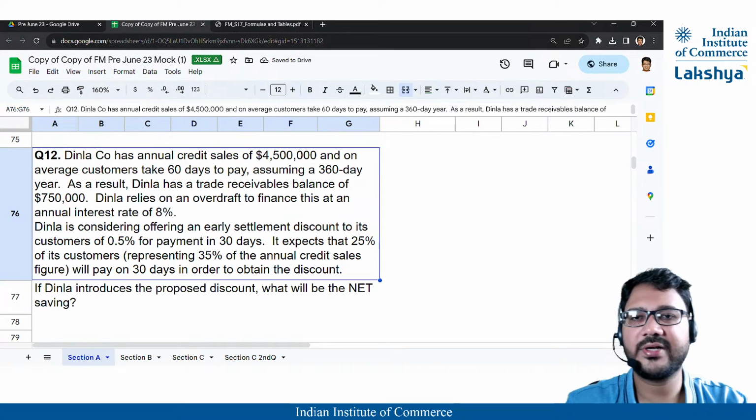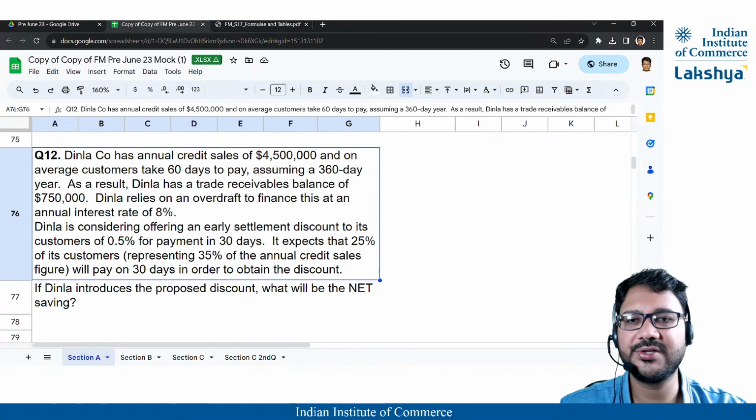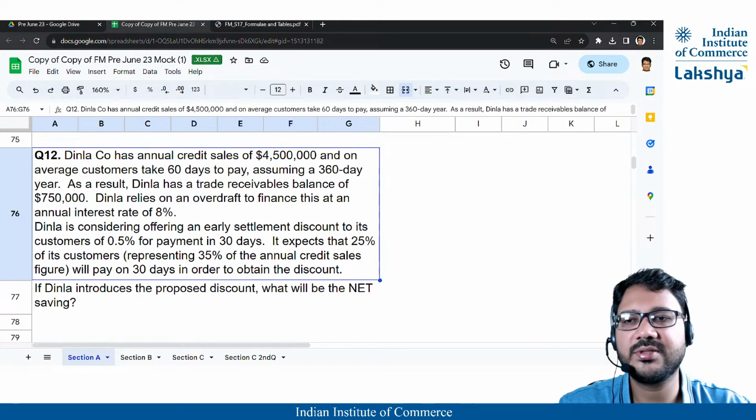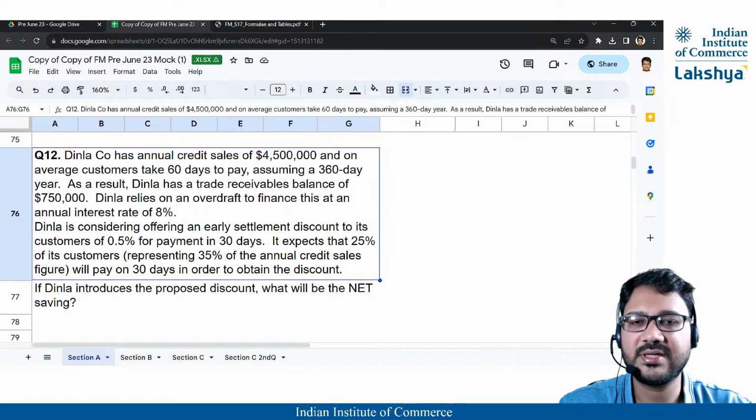Dinla company has annual credit sales of $4.5 million and an average customer takes 60 days to pay. Assuming a 360 day year, as a result Dinla has a trade receivable balance of $750,000. Dinla relies on an overdraft to finance this at an annual rate of interest of 8%. Dinla is considering offering an early settlement discount of 0.5% for repayment in 30 days. It expects 25% of its customers, which represents 35% of annual credit sales, will pay in 30 days to obtain the discount. If Dinla introduces the proposed discount, what will be the net savings?